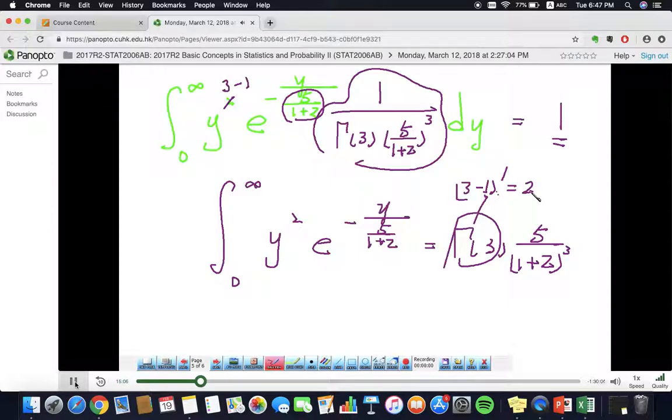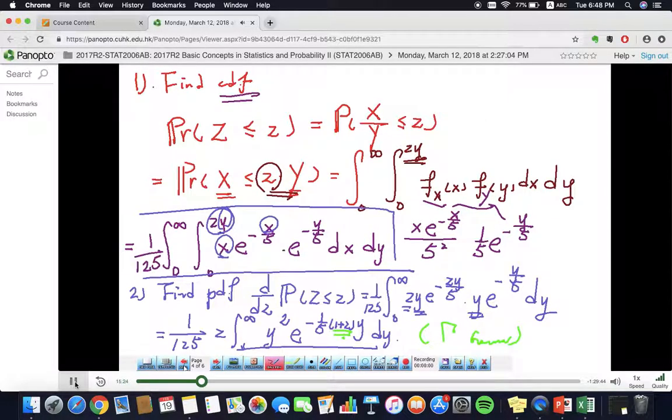So we have z term here, and also we got z here as well.